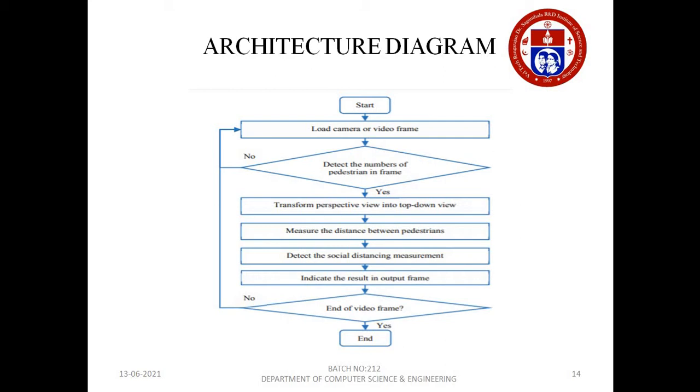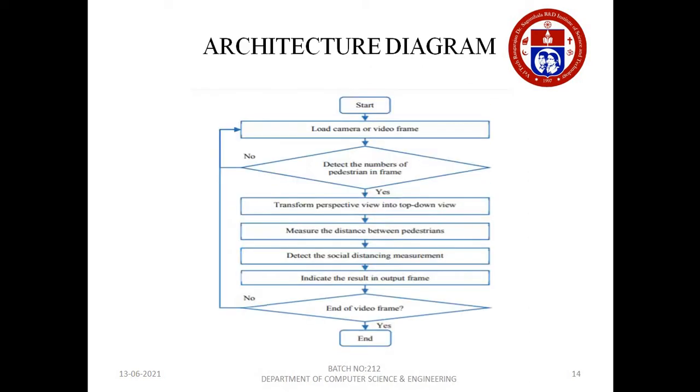Indicate the result in the output frame. So we are giving a count of how many people are not maintaining social distance. That count is also given at the bottom of the frame. So that is the end of the video frame. After completing the video, we will store that into one folder and we can check that folder again, or we can see live execution of the program also.